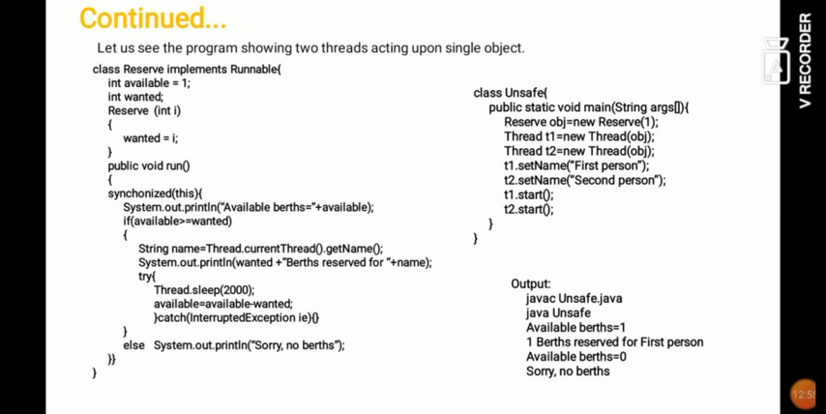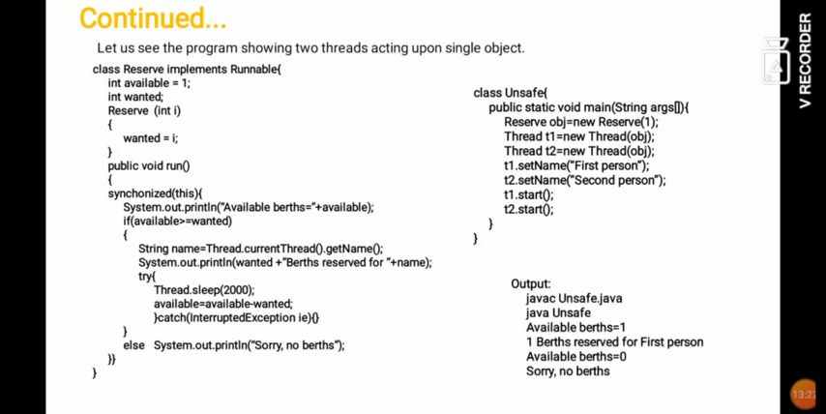So thread 2 goes into the synchronized block. Only one thread can go at a time. So it will print the available births; the available variable has been updated by thread 1, so it becomes 0. When it becomes 0, wanted is 1. So 0 cannot be greater than or equal to 1. So it comes to the else part. The if condition is false, so in the else part it will print, sorry, no births are available. So this is how thread synchronization helps in solving the problem which occurred previously.